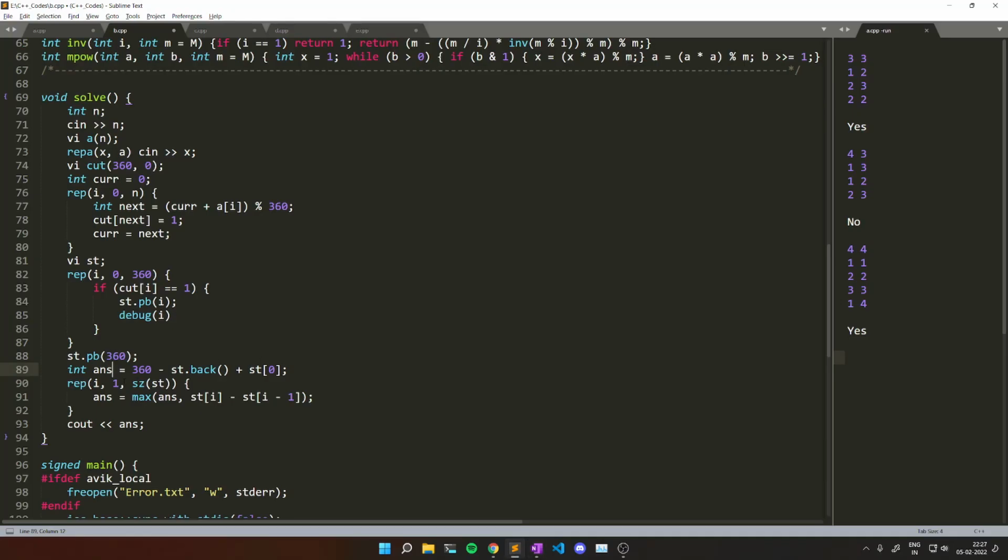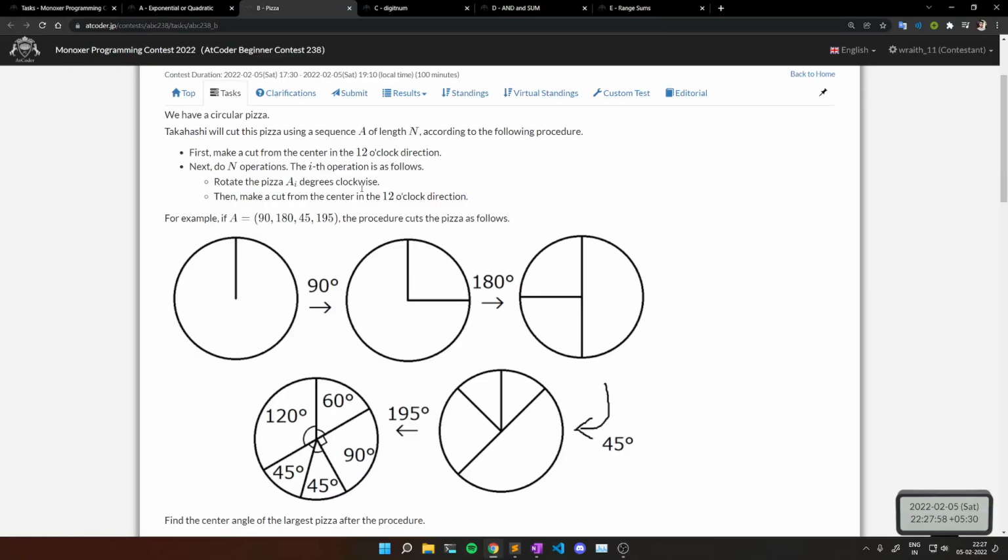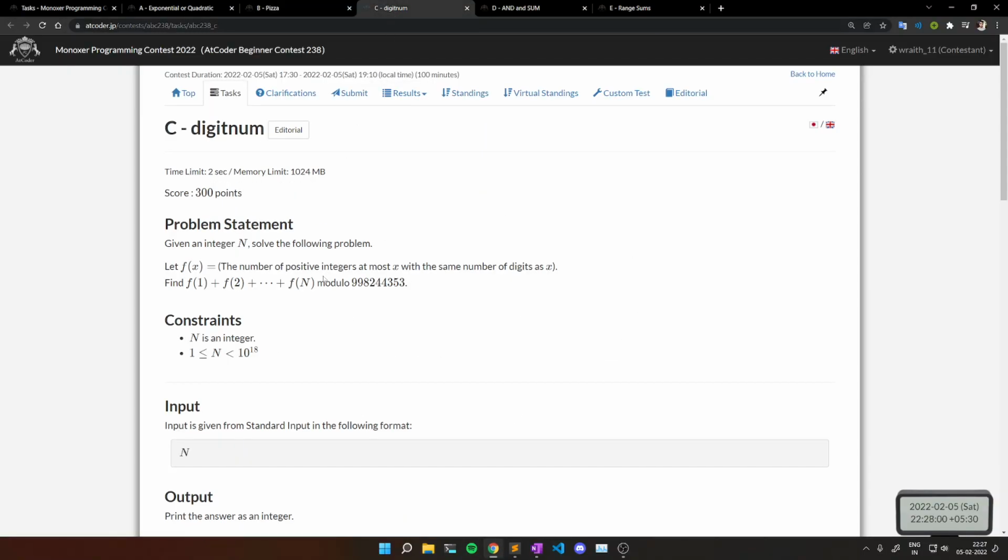After that I go from index 1 to the end of the st array, which stores the consecutive cut indices, and I get their distances, and I store the maximum distance in my answer, and finally I print my answer. So that was problem B. And now problem C.